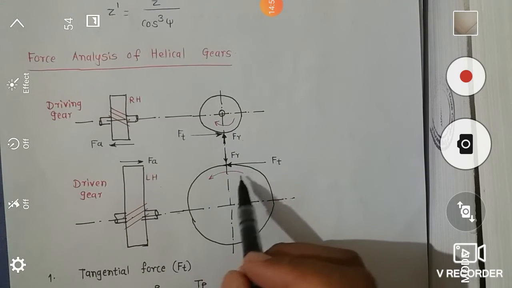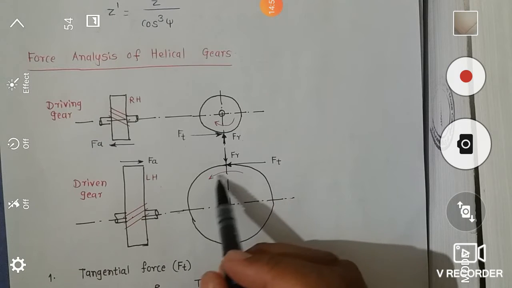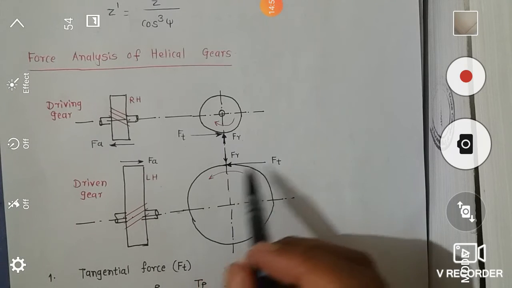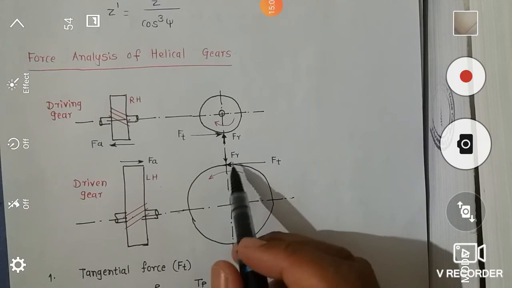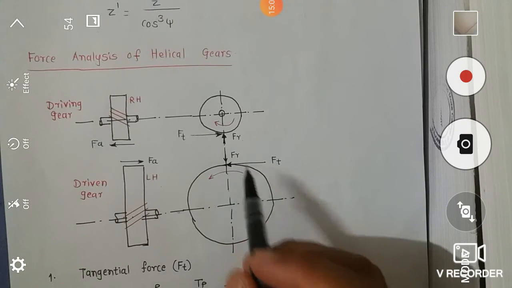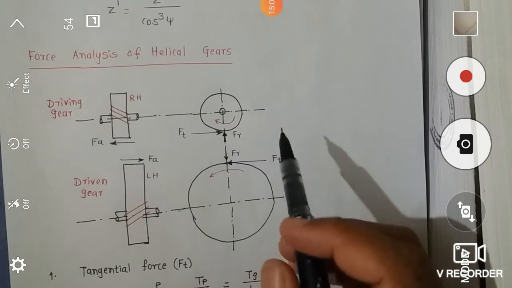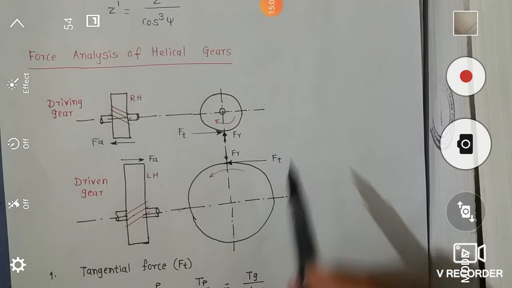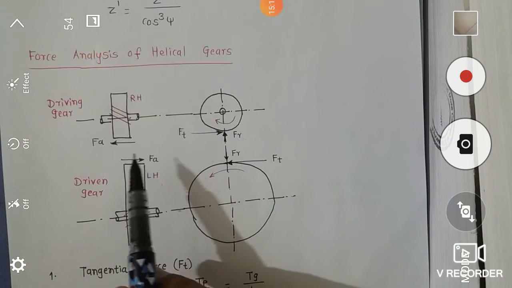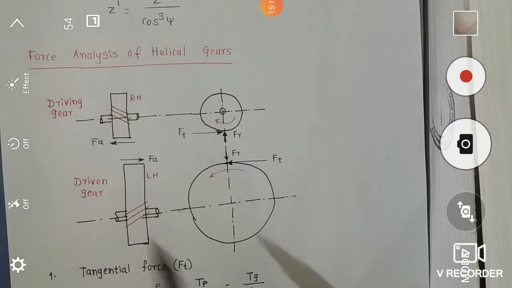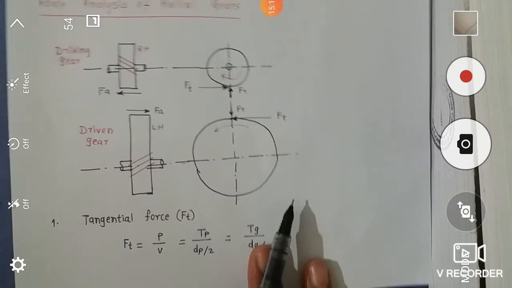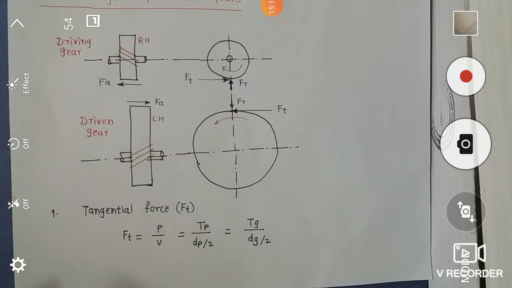So in case of the driven gear, if this gear rotates in anti-clockwise direction, then Ft supports that rotation. So Ft has the arrowhead on the left side. If we want to mark Fa, that is the axial force direction, then we discuss that in the next point. First we discuss the formulas.